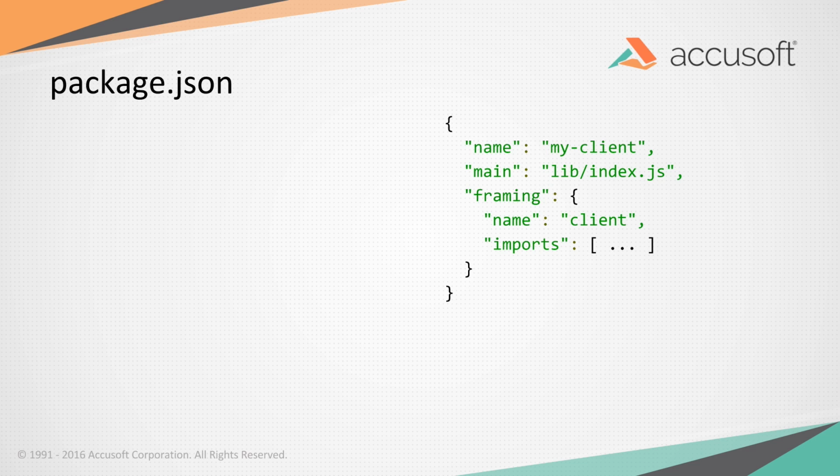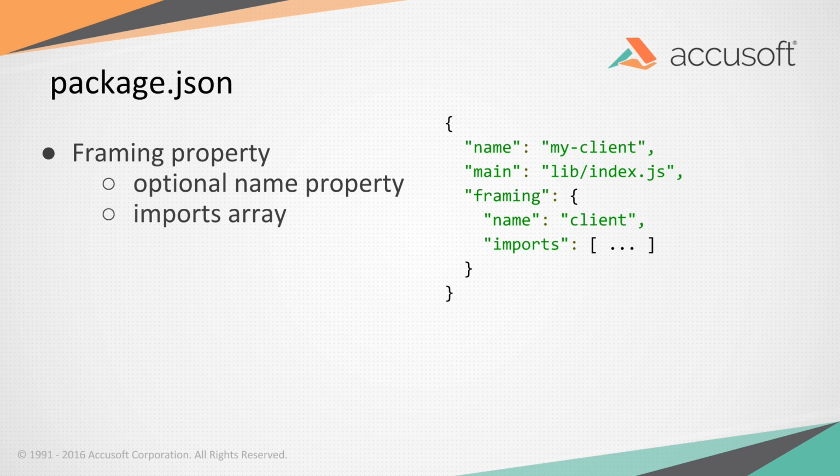All right, so what that looks like, so we have the name, and you can see here that the name does not have to be the exact same as the name of the package. So this is the framing name, and then this is the imports, and this is how we indicate what dependencies are required by the component.